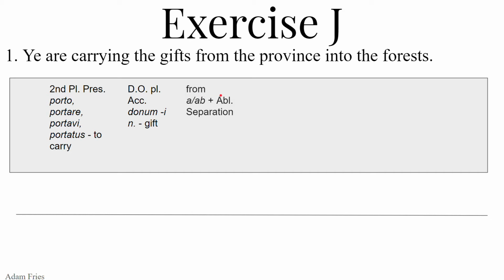From the province, we're going from the province. So from, that's the preposition ab, plus the ablative showing separation. So this noun province should be in the ablative showing separation. There's only one province. We have provincia, ae, feminine, so we want ab, probably because provincia starts with a consonant, plus the ablative singular provincia, macron over the A.